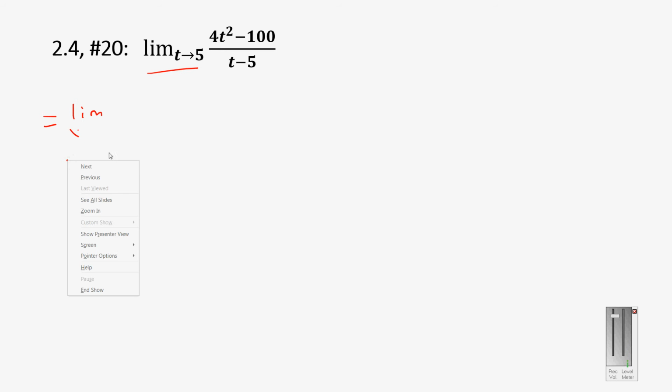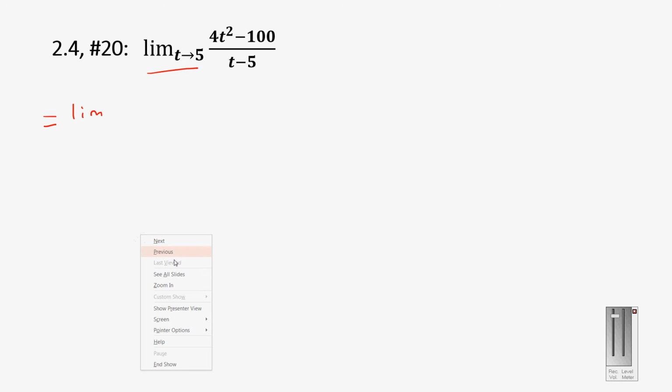Let me fix that real quick here, eraser. All right, there we go. And go to pointer pen. All right, so limit as t goes to 5.